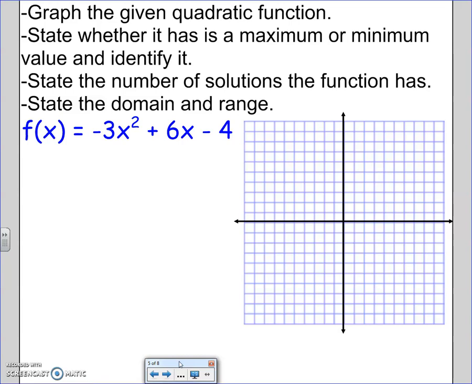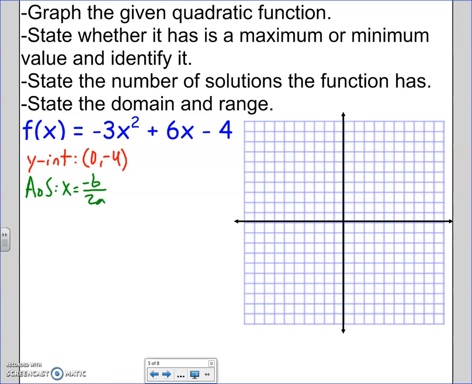So first I want to find is the y-intercept. Well, I know the y-intercept is c, so I know it's going to be (0, -4). So that's done. The next I'm going to find is the axis of symmetry. We're going to abbreviate as AOS. That's going to be x equals negative b over 2a.